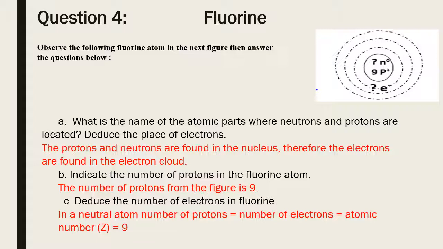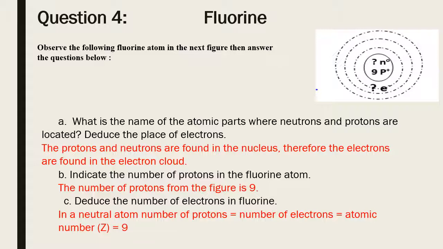Question 4 is fluorine. Observe the following fluorine atom in the next figure, then answer the following questions. What is the name of the atomic parts where neutrons and protons are located? Deduce the place of the electrons. So we've done this question so many times. The protons and neutrons are always found in the nucleus, and therefore the electrons are found in the electron cloud.